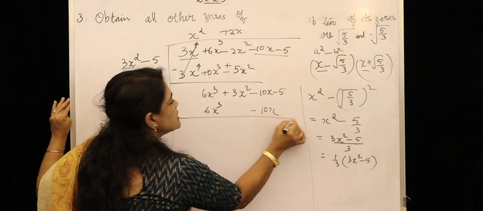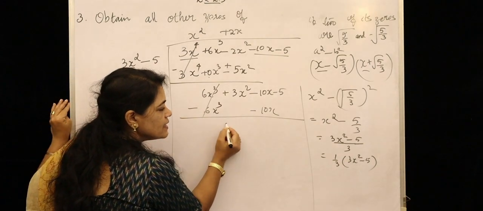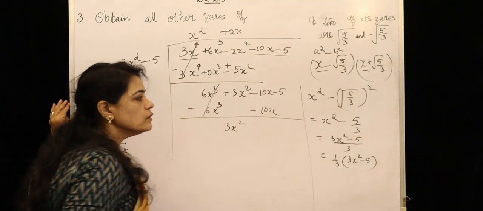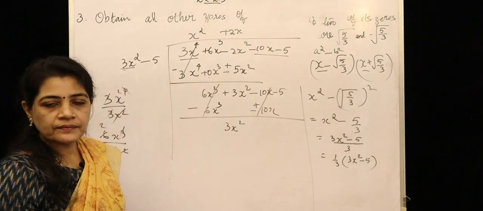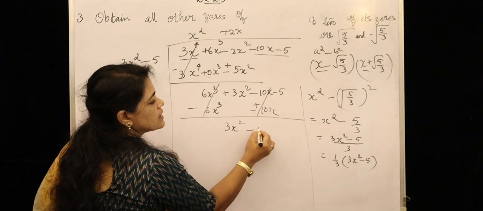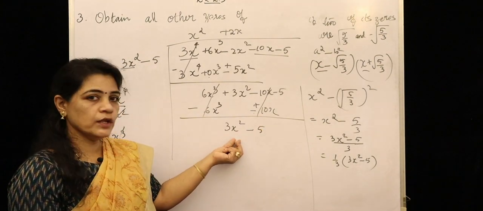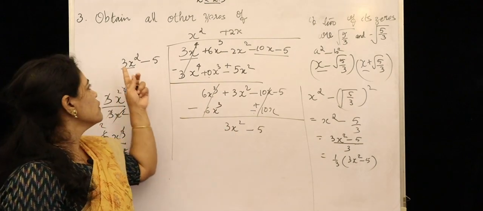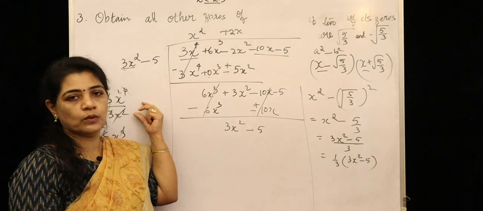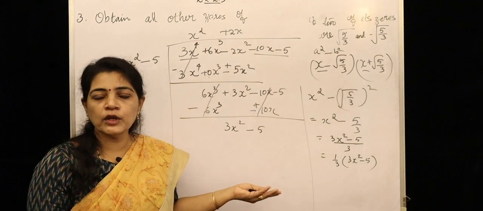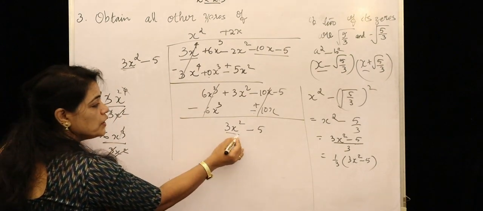So change the sign. This term gets cancelled. You have to definitely bring down 3x square, and after changing this sign, this term gets cancelled and the constant term is minus 5. We have to continue because now the polynomial is of degree 2 and here also 2. We know that the degree of the remainder polynomial is always less than the divisor, or the remainder can be 0. So in order to get that, we are continuing the division.